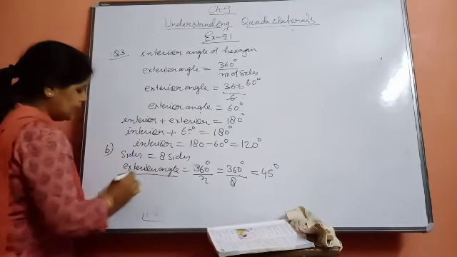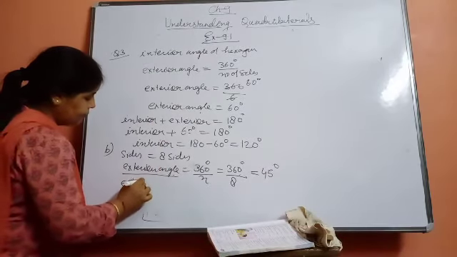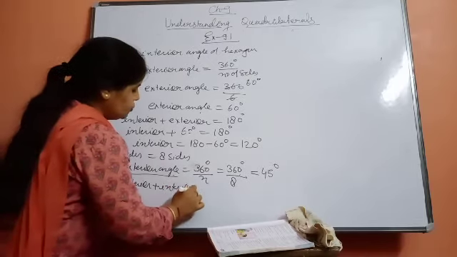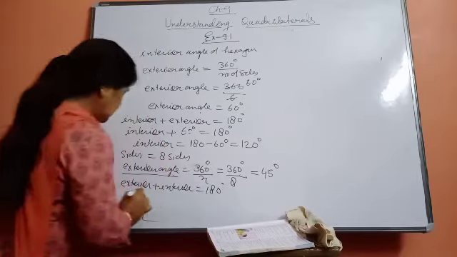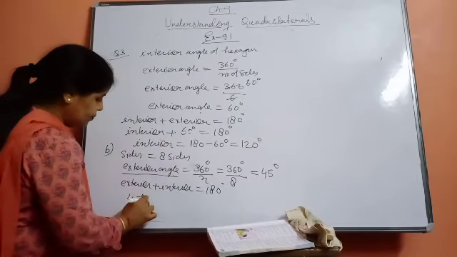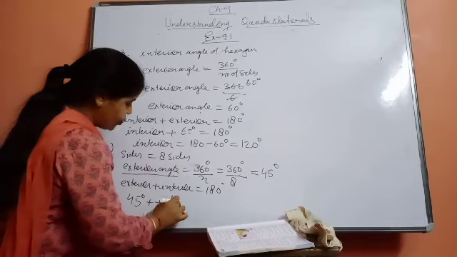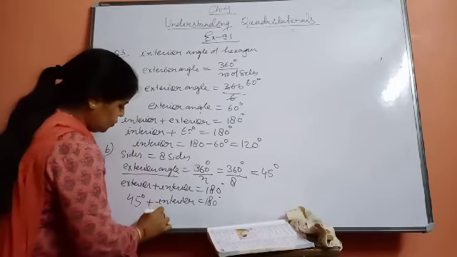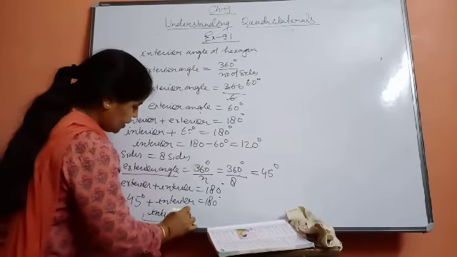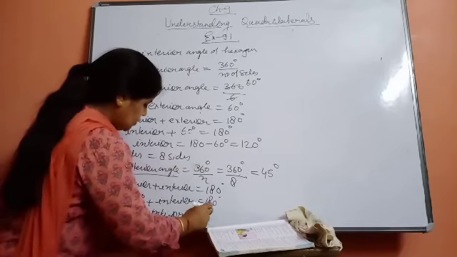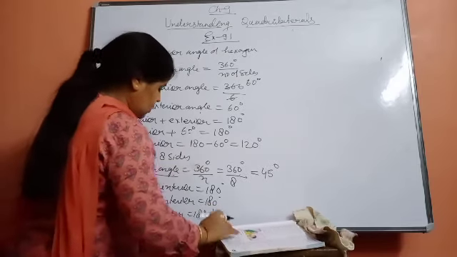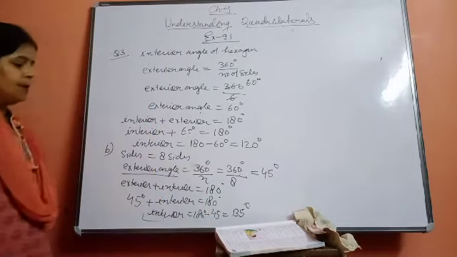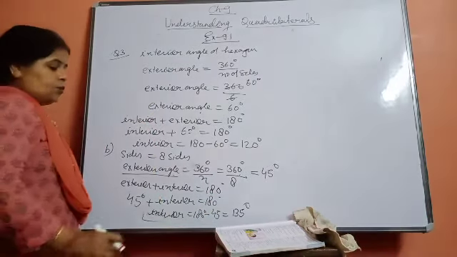It is the exterior angle. Now see, exterior plus interior is equal to 180. Exterior, how much did you get, beta? 45 degrees, plus interior is equal to 180 degrees. So interior will be equal to 180 minus 45, and that will be equal to how much, beta? 135 degrees. 135 degrees. Okay. So in this way.